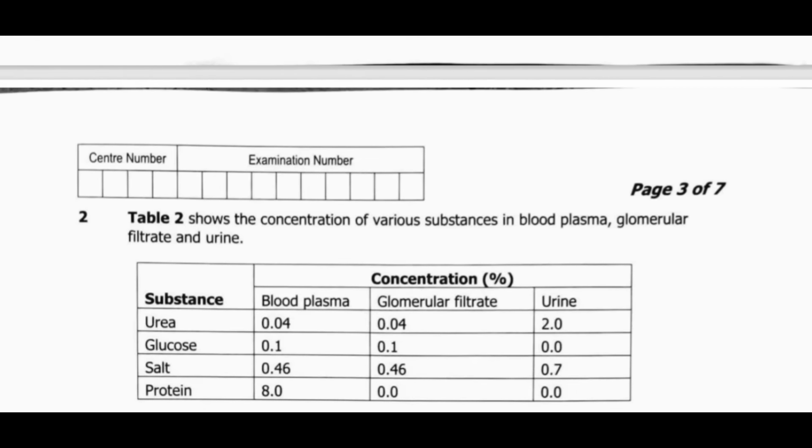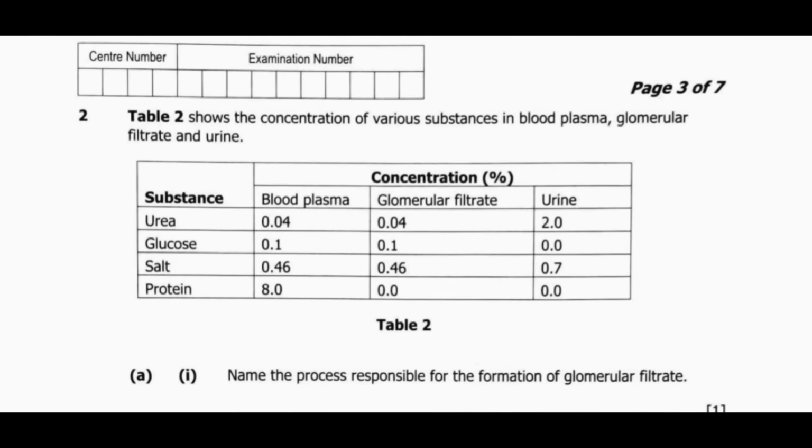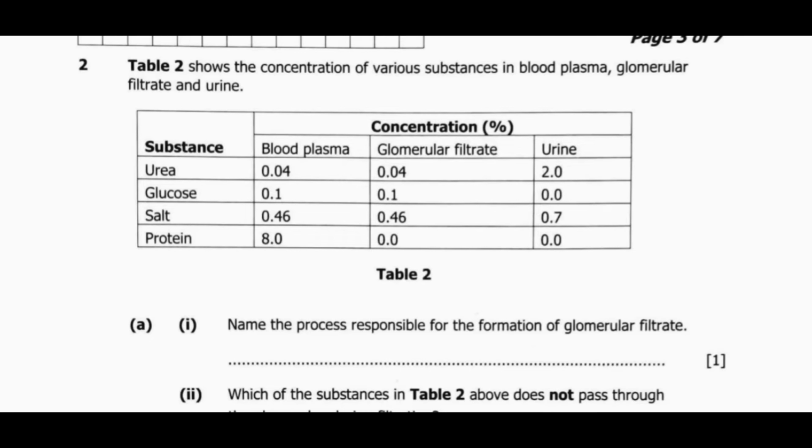So now let's look at question 2. Question 2, we are also given a table. Table 2 shows the concentration of various substances in blood, plasma, glomerular filtrate, and urine. So we are dealing with excretion, and whenever we look at excretion, we are looking at the process or processes that are involved for the body of a living organism to remove the waste products.